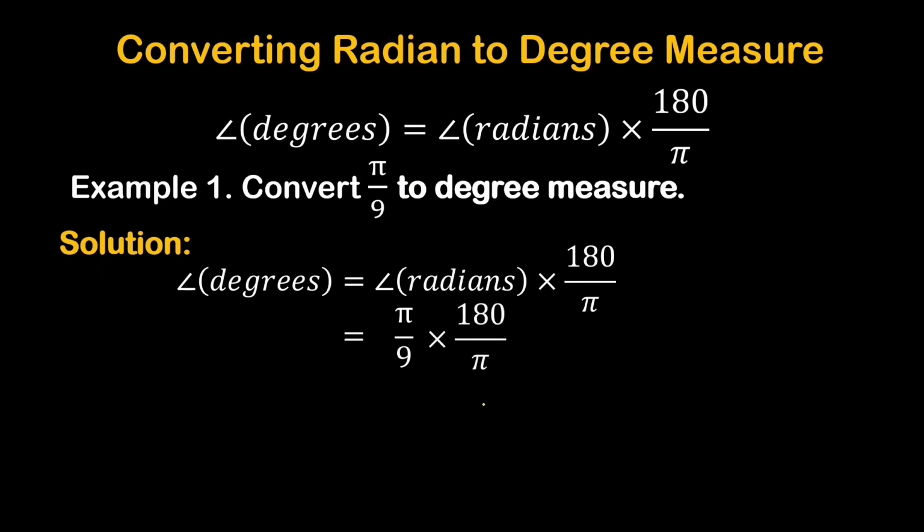So, dito kung mapapansin natin, if you're going to multiply pi over 9 and 180 over pi, ma-cancelled out si pi. So, ang matira na lang is 180 over 9. So, if we're going to divide 180 over 9, that is equal to 20 degrees. So, that means pi over 9 radian is equal to 20 degrees. Okay? So, that's the answer for example number 1.